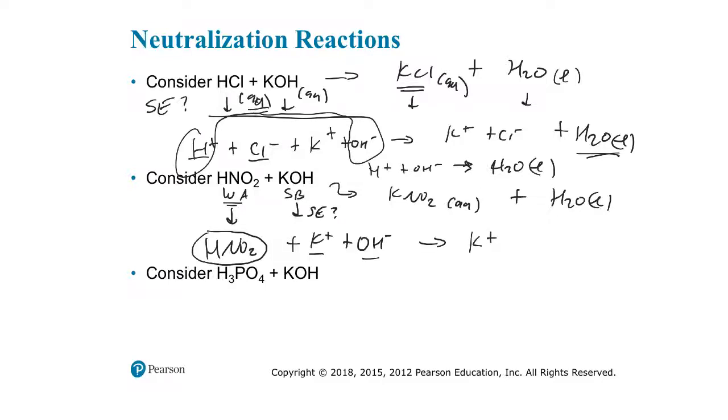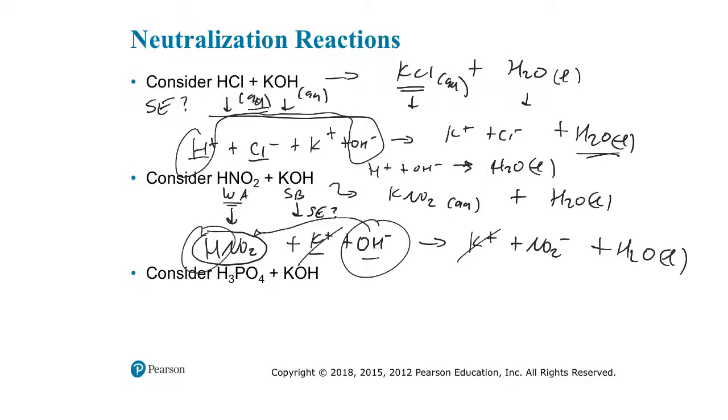Same thing with KNO2: K+ and NO2- separated, and then water together. So our net ionic reaction here is only going to drop the K+. Hydroxide ions are going to have to bump into the acid, grab the H, form water, and then leave behind NO2-. So that's our net ionic reaction. Only one spectator ion, K+, for this particular reaction.